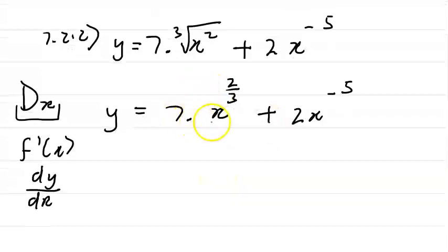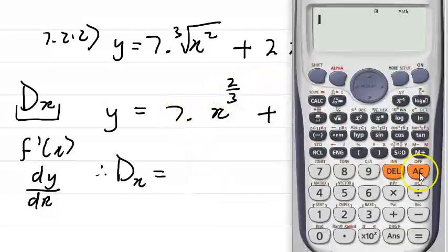So we got 7 times x, or 7x to the 2 over 3 plus 2x to the minus 5. So now we'll say, therefore, dy/dx. We're finding the derivative with respect to x. So 2 over 3 times 7. Remember, the exponent times the coefficient.